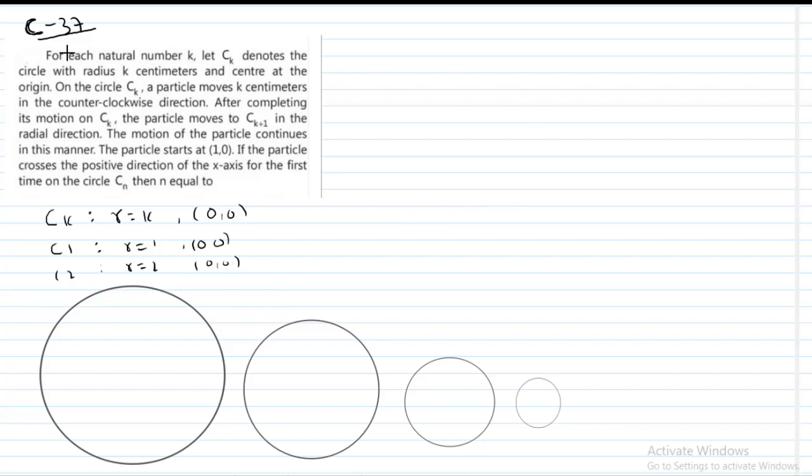A particle moves k centimeters in the counterclockwise direction. After completing its motion on Ck, the particle moves to Ck plus 1 in the radial direction. The motion of the particle continues in this manner. The particle starts at (1, 0). If the particle crosses the positive direction of the x-axis for the first time on the circle C suffix n, then what is the value of n? I will explain the problem clearly.